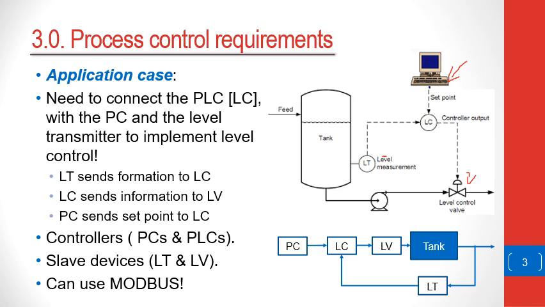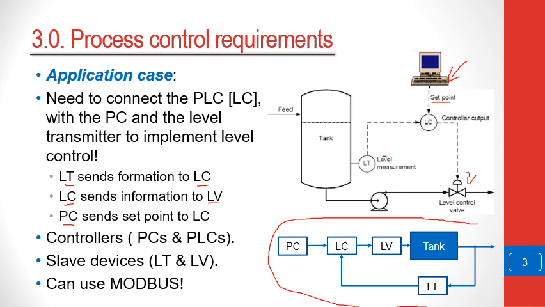So in the whole process, we can see that the level transmitter sends information to the level controller, and then the level controller computes this information, the current level, to compute what needs to be done to the level valve in order to keep the level at the set point that has been given by the PC. The PC sends the set points to the level controller. In this case, in fact, we can draw this from a control systems point of view.